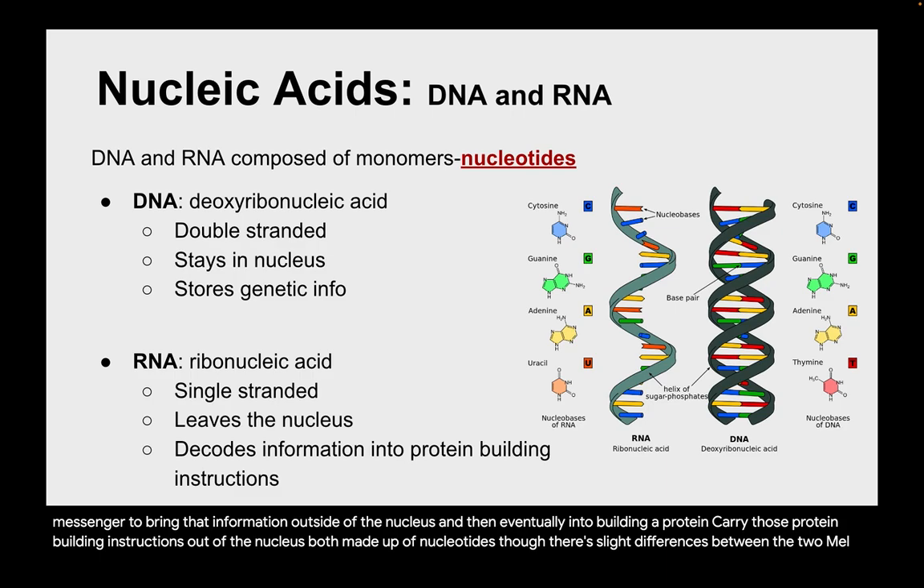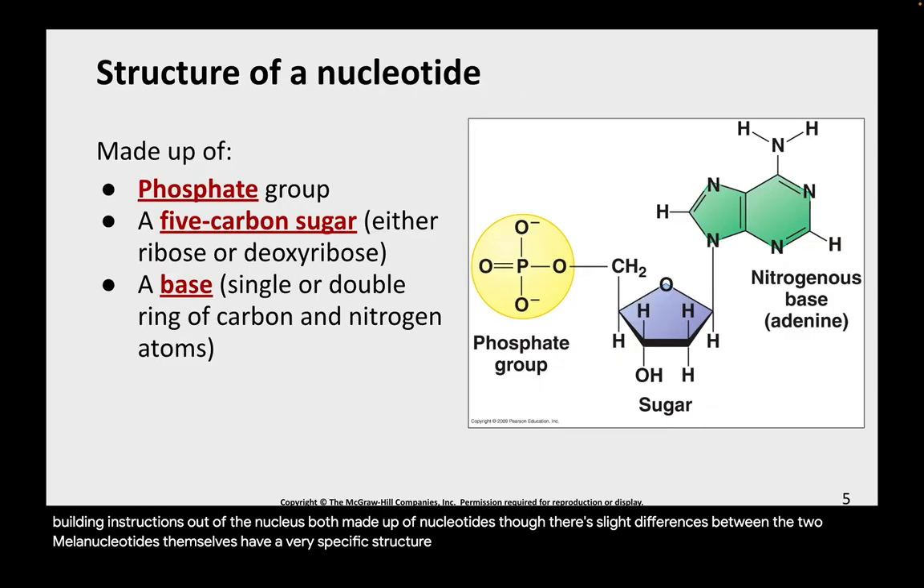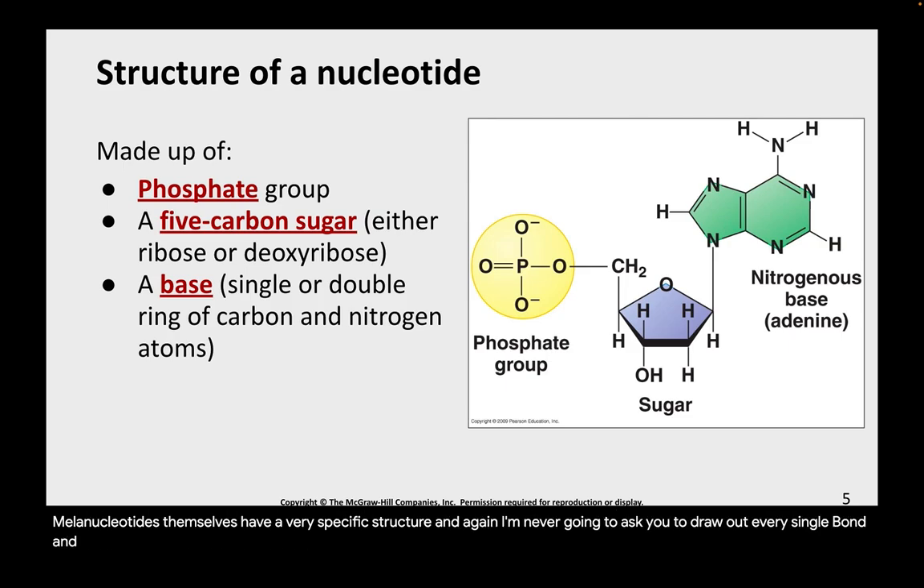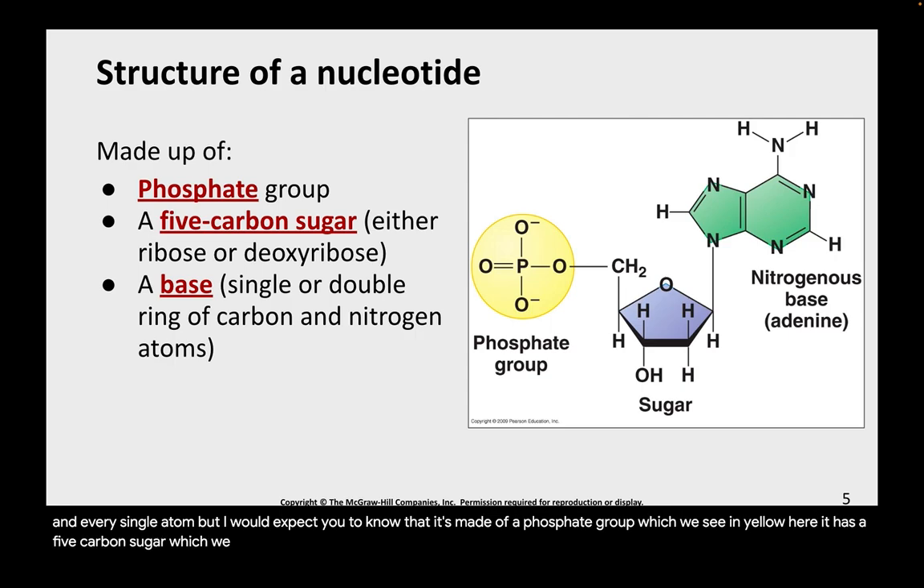Now the nucleotides themselves have a very specific structure. And again, I'm never going to ask you to draw out every single bond and every single atom, but I would expect you to know that it's made of a phosphate group, which we see in yellow here. It has a 5-carbon sugar, which we see in blue, and it has a base. This base is either a single or a double ring of carbon attached to the 5-carbon sugar.